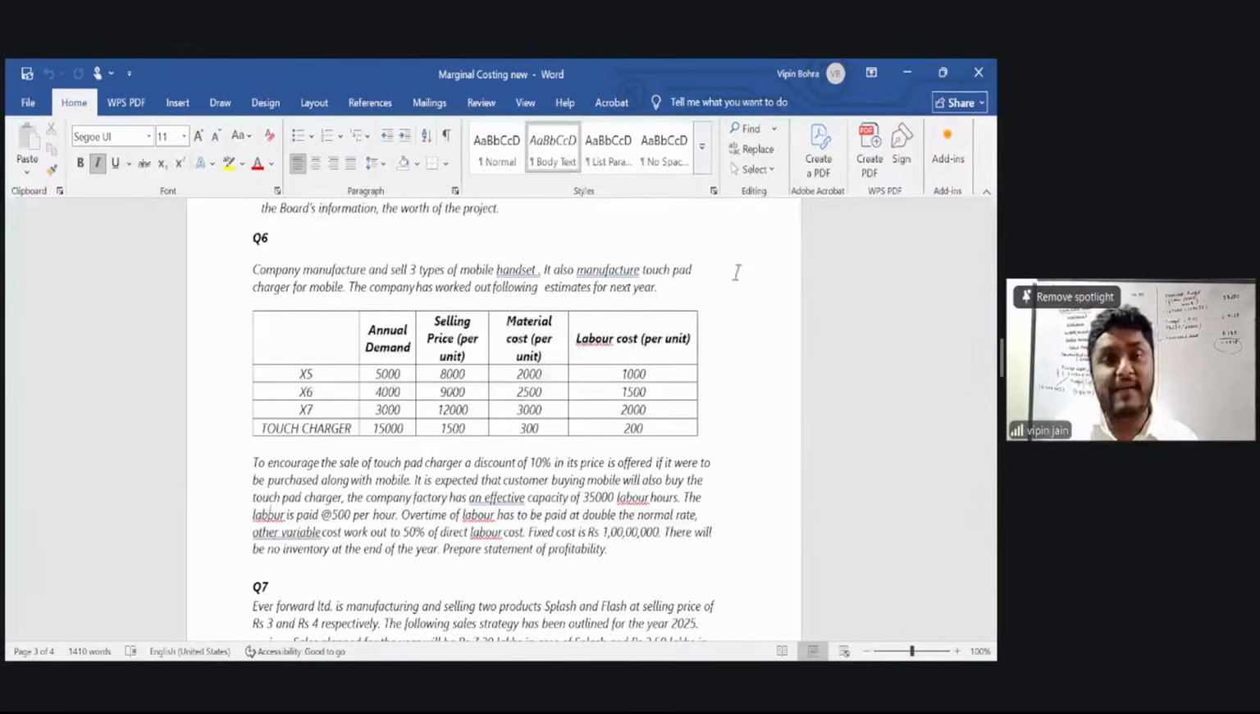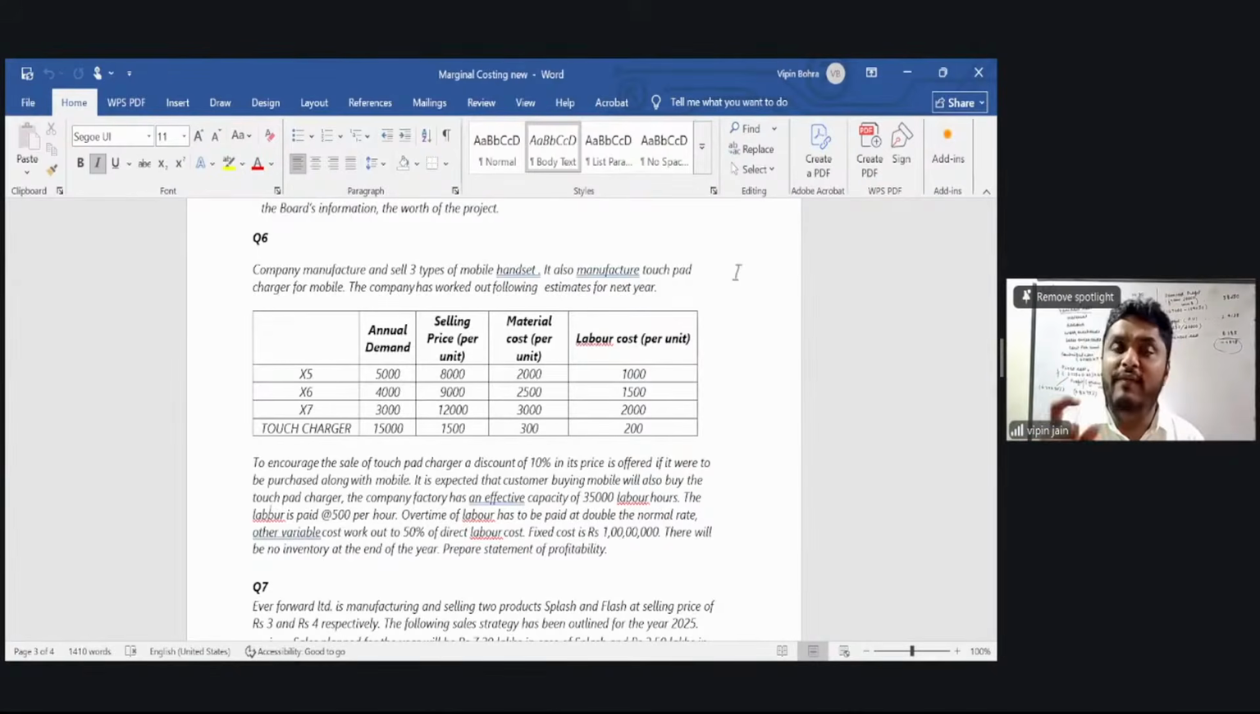I'm just giving you hints on how to approach the solution. The company has the capacity of only 35,000 labor hours. The labor is paid at the rate of 500 per hour, so we will be able to calculate the number of hours. Overtime of the labor has to be paid at double the normal rate. It means for the normal hours, we are paying 500 rupees, and for the overtime hours, we have to pay double of 500 rupees.